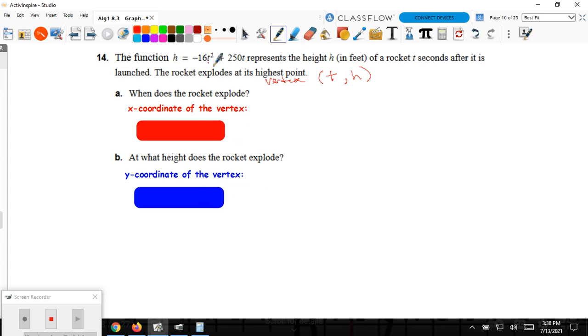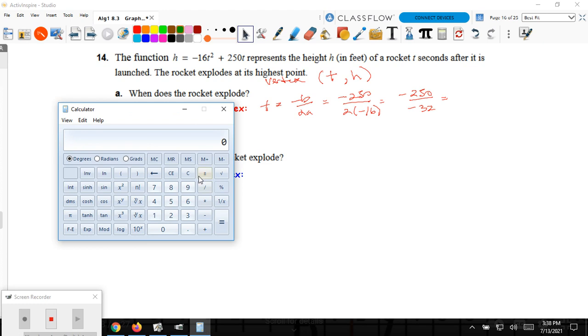So using our function here, we're going to be doing the x-coordinate, negative b over 2a. So start with that. So x, I'll say t actually, since it's t. So t equals negative b over 2a. So b is 250, so negative 250 over 2 times negative 16. So negative 250 over negative 32. We're going to use our calculator. We know this is a positive since negative over negative is positive.